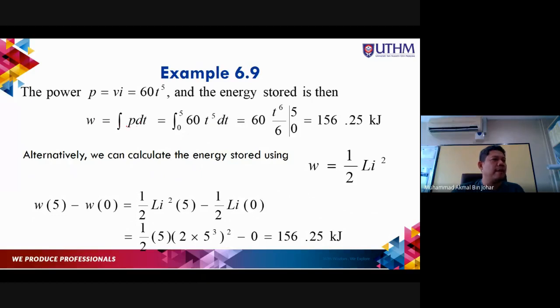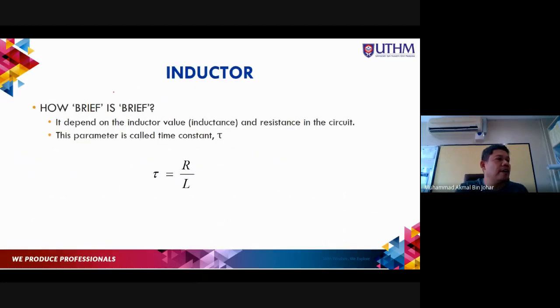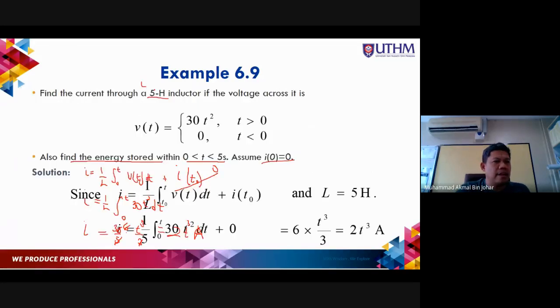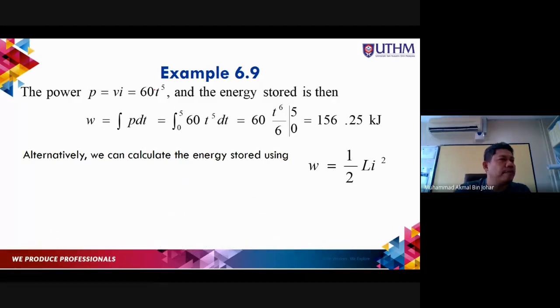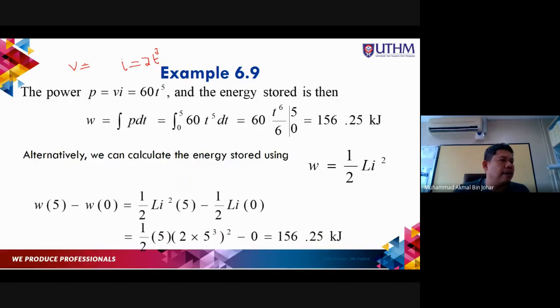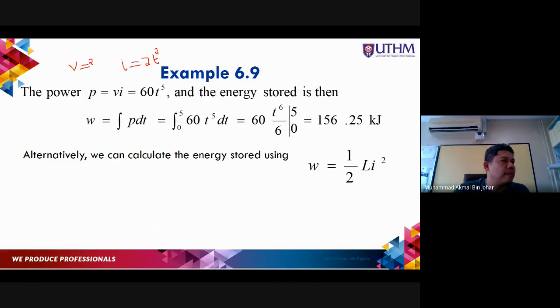w is the integral of p dt, where p is equal to v times i. So we know the i will be 2t cubed, just now we already calculated. What was v? What was our v? It is 30 t squared, right? 30 t squared.